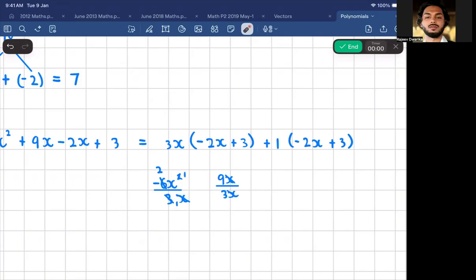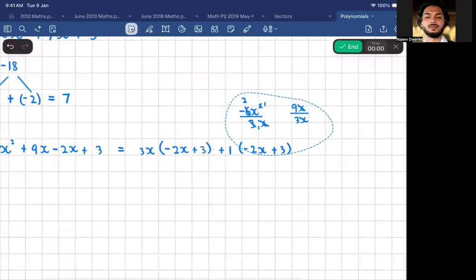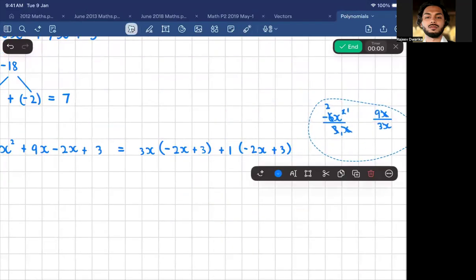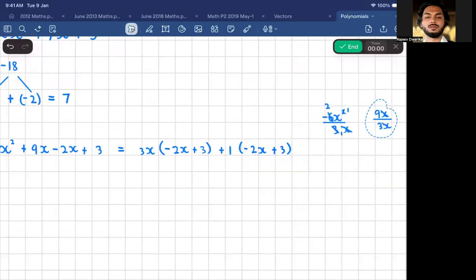Anything you multiply by 1 is what? If I say 5 times 1, what's 5 times 1? 5. What is 1 times a million? A million. So what would 1 times minus 2x plus 3 be? Minus 2x plus 3. Exactly. So I did not change anything. I didn't do anything crazy.